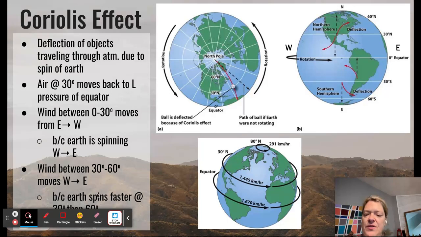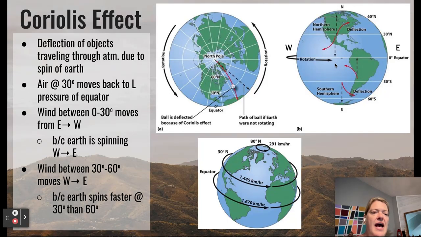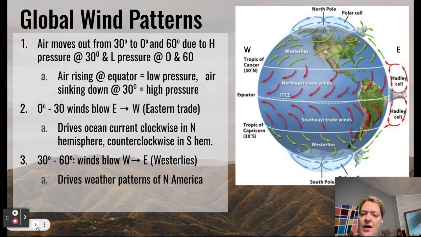And then winds between 30 and 60 degrees actually bend in a different pattern. We call this a Ferrel cell, how it's moving at the 60 degrees north. And so we will see that in another diagram here. Here it is.